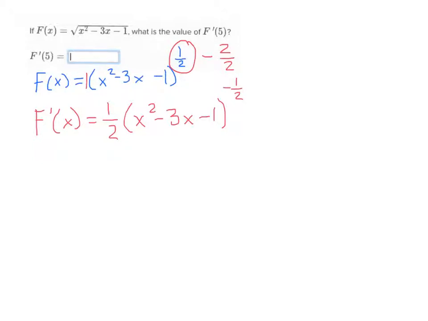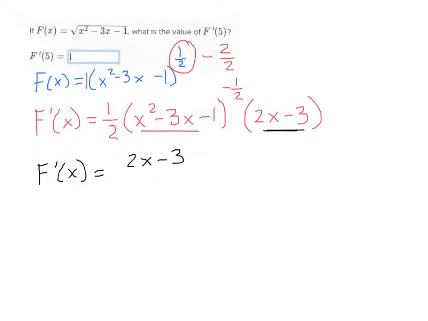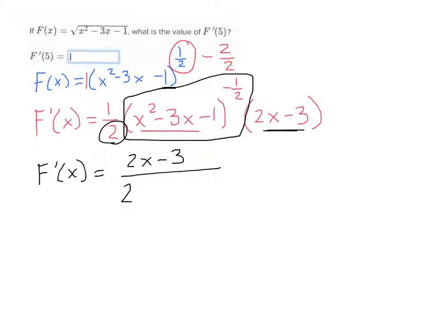But what I haven't accounted for is the derivative of the inside. I need to know what is the derivative of the inside, and I need to multiply it. That's where my chain rule comes in. So I've got times, and the derivative of the inside is going to be 2x minus 3. And so what you see here is your derivative. Let's clean it up some. So I've got f prime of x equals, now this will be on top, so I've got 2x minus 3 on top. On bottom, this 2 goes on bottom. And now you can see this whole entire function is being raised to the negative 1/2 power.